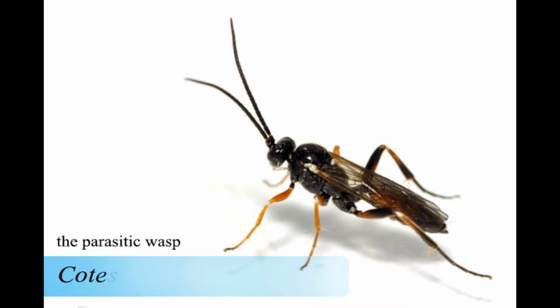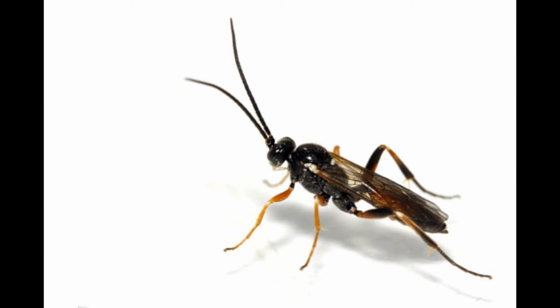Their body structure is almost similar to a normal wasp, and what makes them different from a normal wasp is their lifestyle and their behavior.